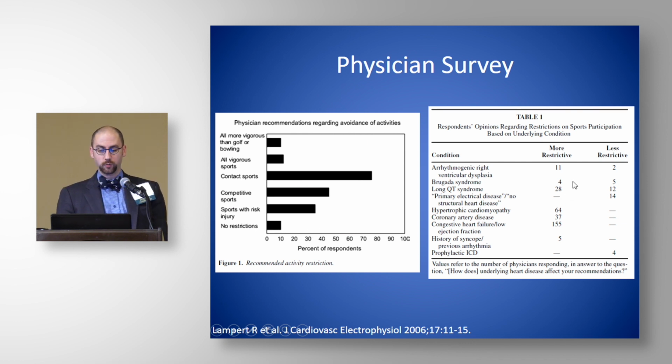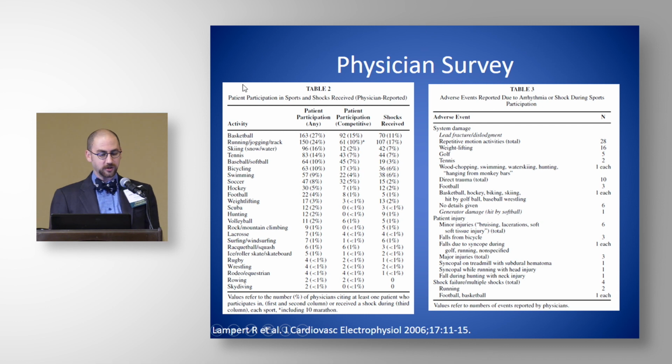And if you look at what people were being more restrictive or less restrictive about, they're more restrictive for ARVC, telling people not to do sports even if they had an ICD. A little bit more restrictive for long QT, and I'd argue that we're changing that. And then hypertrophic cardiomyopathy, coronary disease, other cardiomyopathies are really a little bit more restrictive. And less restrictive was this sort of idiopathic ventricular fibrillation.